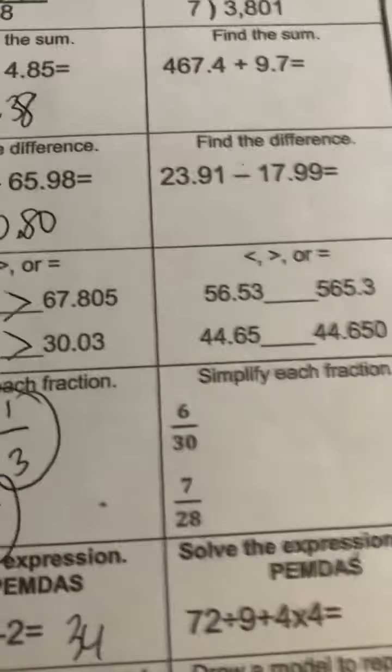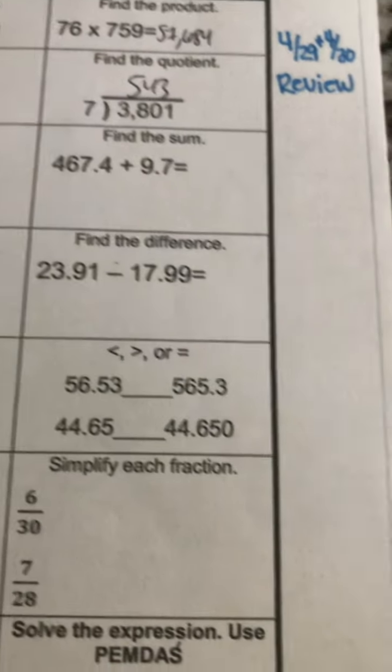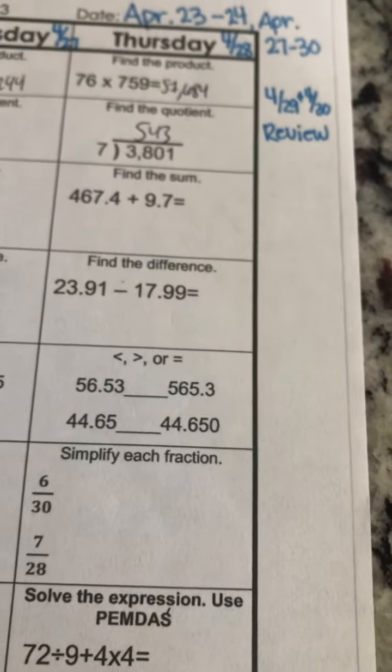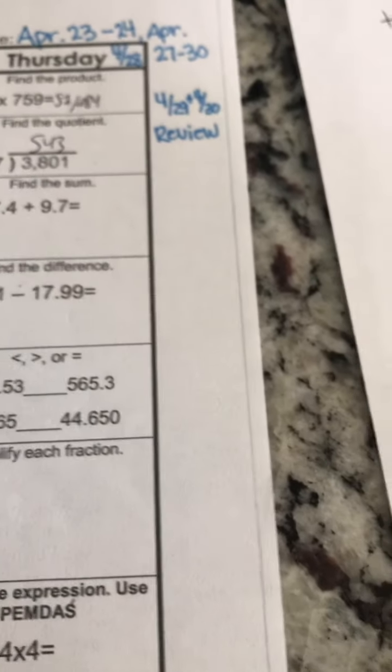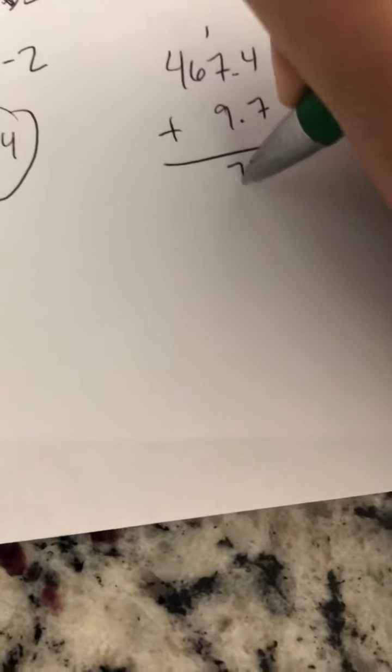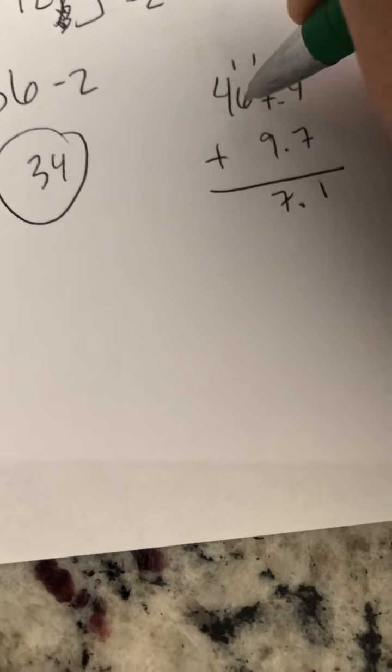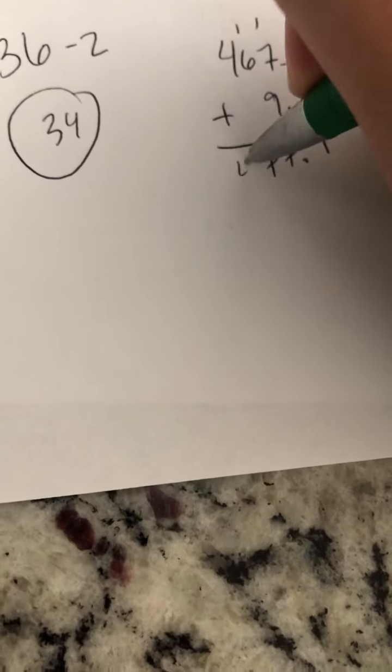All right, find the sum with decimals. 467 and 4/10 plus 9 and 7/10. Make sure your digits are lined up. We've got 4 plus 7 is 11. 1 plus 7 is 8. Plus 9 is 17. Carry your 1. 1 plus 6 is 7. And there we go. We have 477 and 1/10.